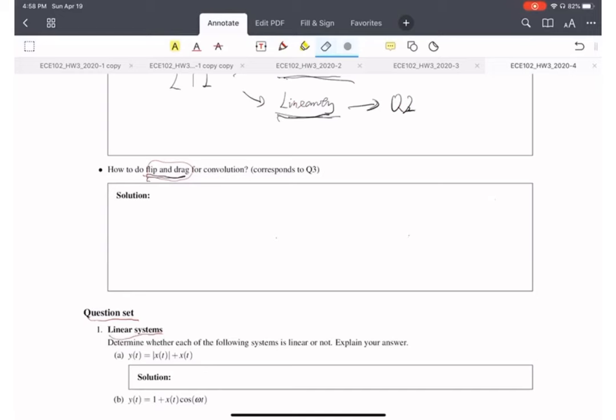Well, the next is about how to do the flip and drag for the convolution. To define convolution, we say the output y(t) is equal to the convolution between f(t) and g(t). Let's say we find that the expression of f(t) might be simpler than g(t) and easier to flip and drag, and then we apply flip and drag on f(t).